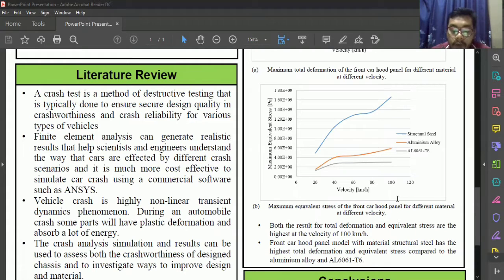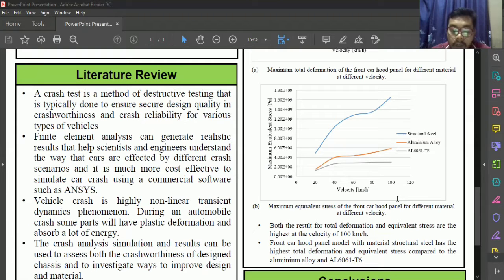These are caused by the force on the front car hood panel when it collides with the rigid wall. From the data in table 15, it shows that the higher the velocity, the higher the force on the front car hood panel. Stress increases as the force increases. This can be shown in the equation of stress equals force over area. The lowest value for the equivalent stress is at 20 km per hour.